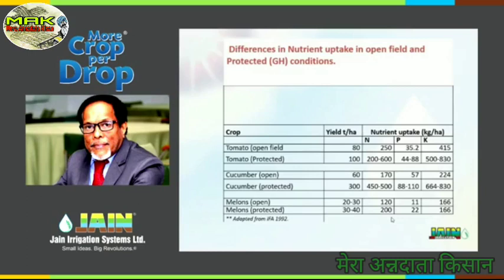This is beautiful data actually from the Indian Fertilizer Association. To produce 80 tons, it takes 250, 3.35.2 and 415K. But in protected cultivation, it is almost 200 to 600, 44, 88, a higher quantity, because you are making the crop produce more. You need it. And also, it is in a protected environment. You are making the environment more conducive for its growth compared to the open land, which means it needs more food.